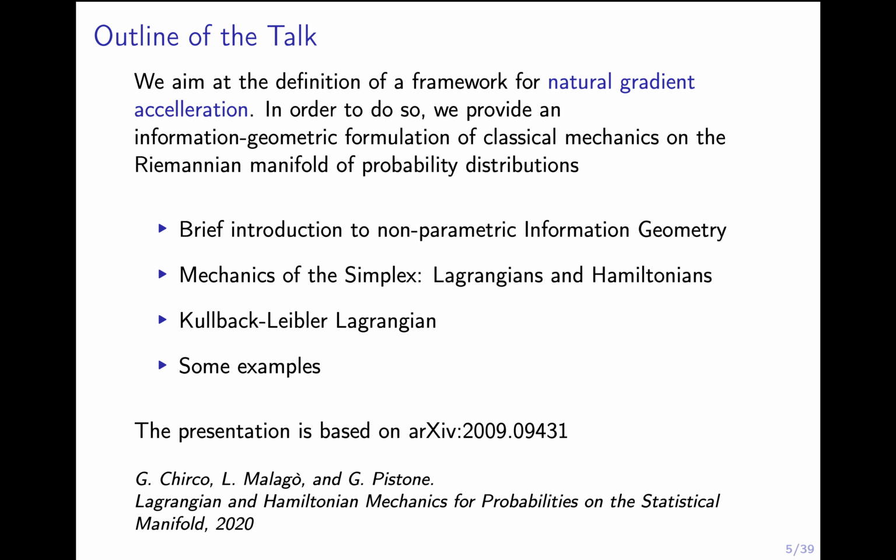So we will start with a brief introduction to non-parametric information geometry, which will tell us a little bit of notation and a proper setting for our framework. Then we will describe the mechanics of the simplex, so how to compute Lagrangians and Hamiltonians. We will then discuss the KL Lagrangian, which is a specific case of the Bregman Lagrangian. And we will introduce some examples, with a specific reference to an example in optimization. So this presentation is based on an arXiv paper where you can find all the details of the derivation that I will discuss next and some more examples.